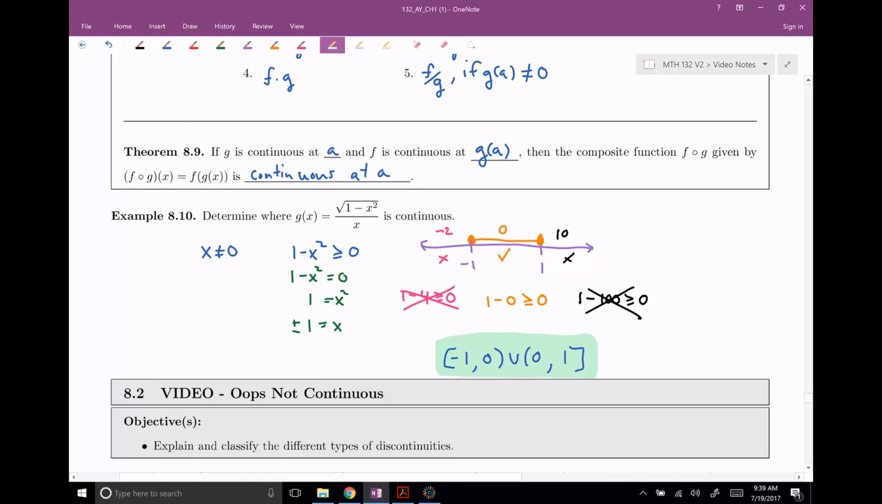All right, that is the end of our first video on continuity here in section 8. Next time we're going to be talking about cases where functions are not continuous. I'll see you then.